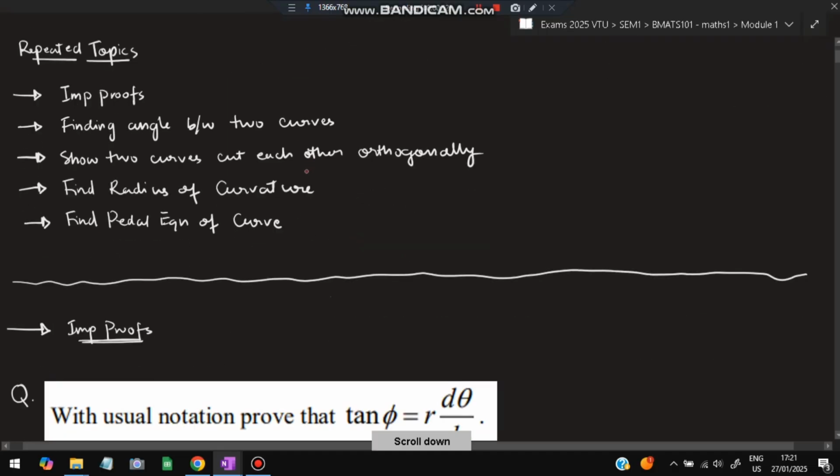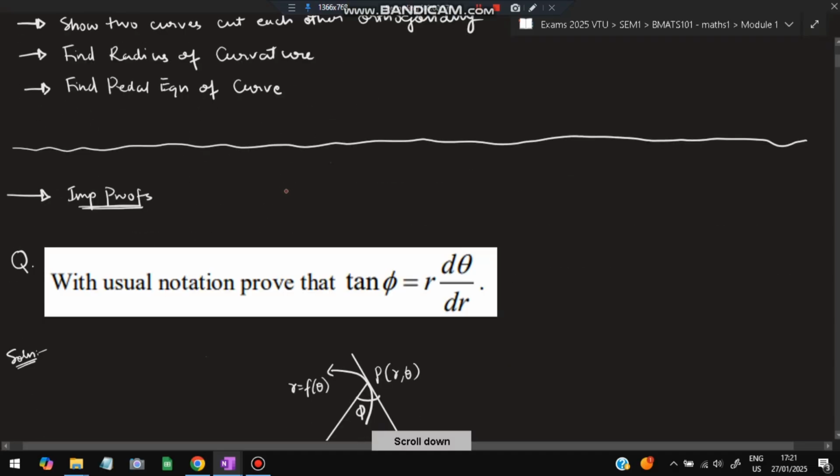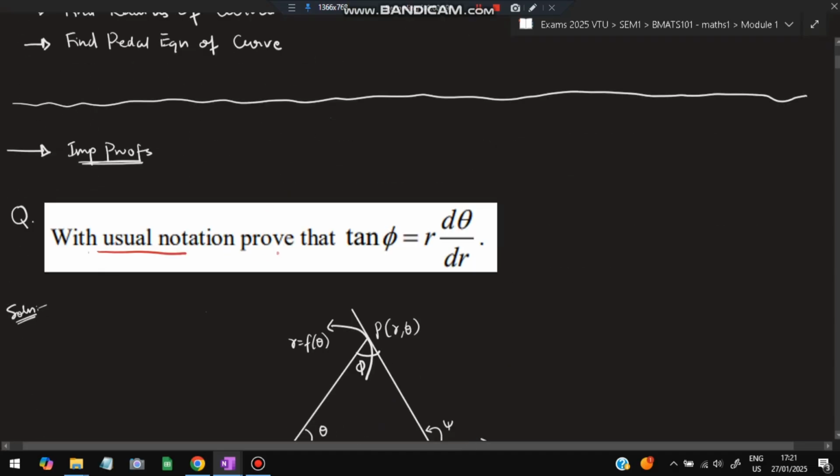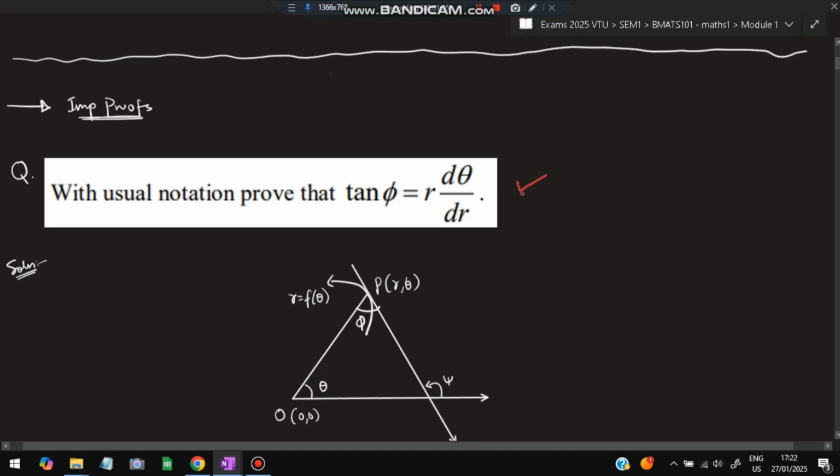Okay, so there are some important proofs which have repeated in almost all the previous year papers. The first one is, with usual notation, prove that tan phi is equal to r d theta by dr. This question usually comes in the 1a part, in the first part of the OR question.